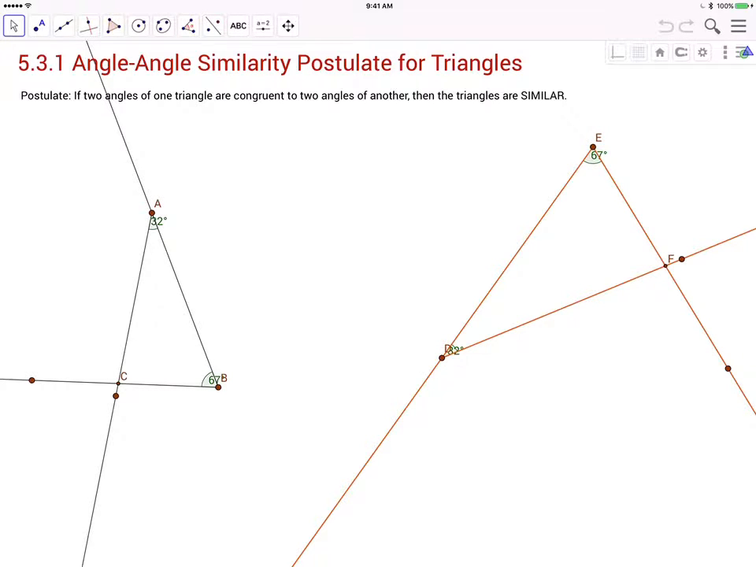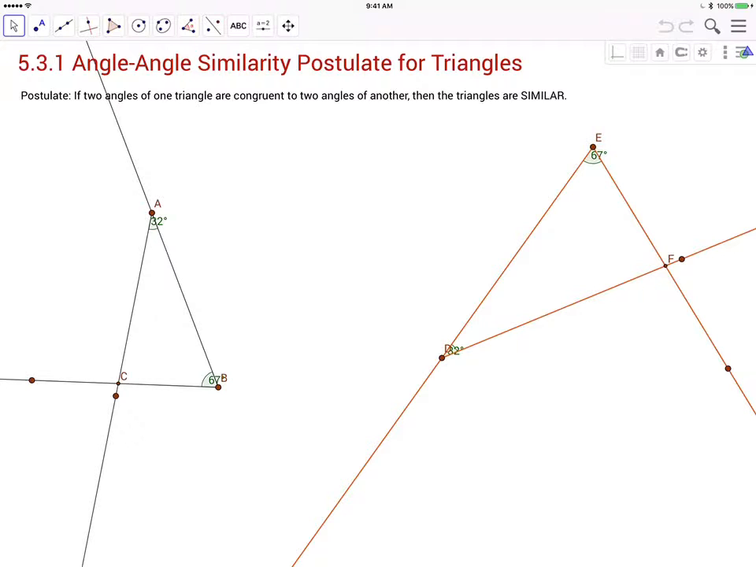Okay, this is 5.3.1, right? So section 5.3, we're going to get into some really interesting stuff. We're just going to focus on similar triangles. And we're going to start with a postulate. It's called the angle-angle similarity postulate for triangles, right?